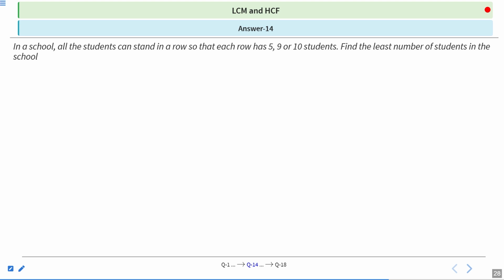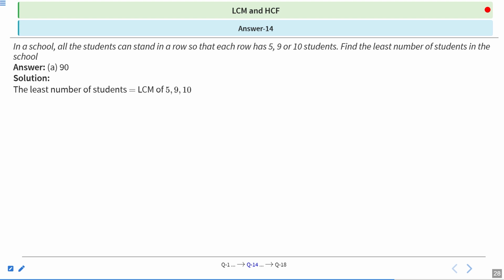So we have to find the least number of students in this school if all the students stand in rows and each row can have 5, 9 or 10 students. The correct answer is option A, 90. Now let's have a look at the solution.